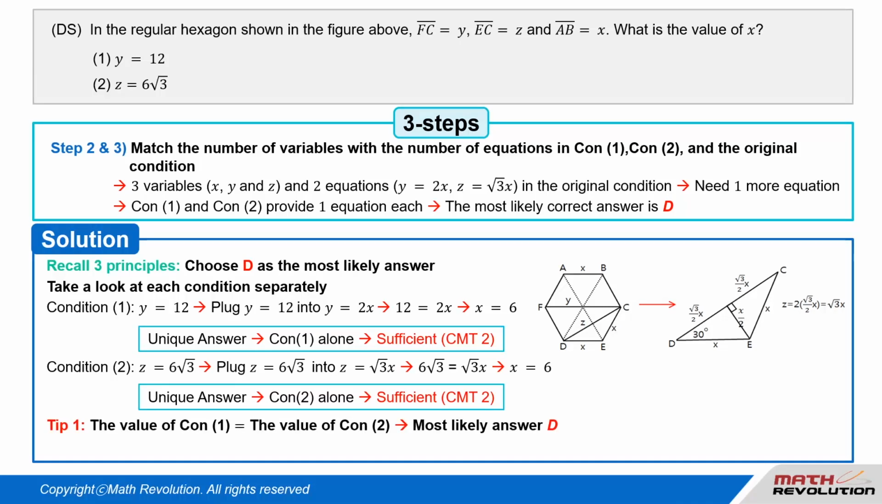Also, according to tip 1, it is about 95% that D would be the answer when the value of condition 1 is equal to the value of condition 2. Each condition alone is sufficient, thus D is the correct answer. Answer D.